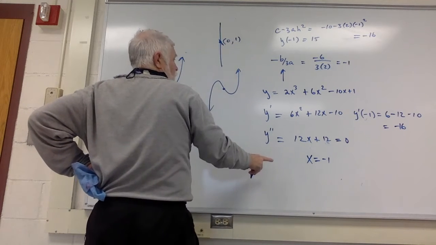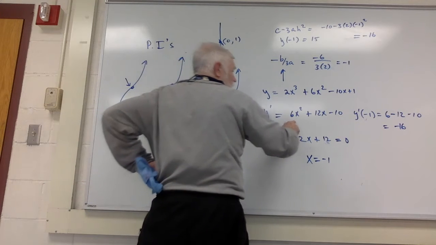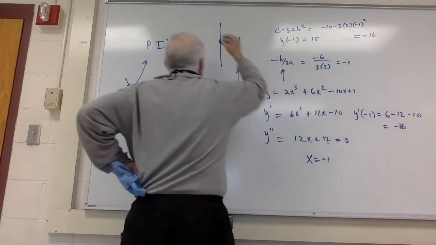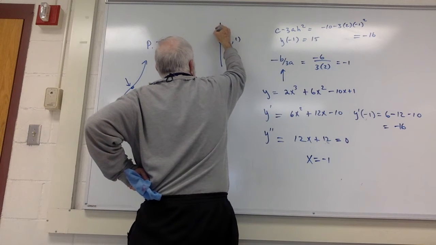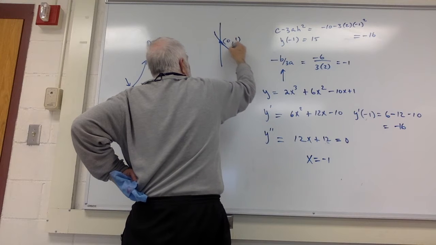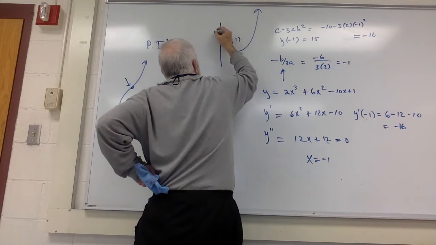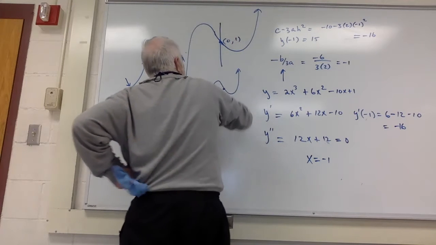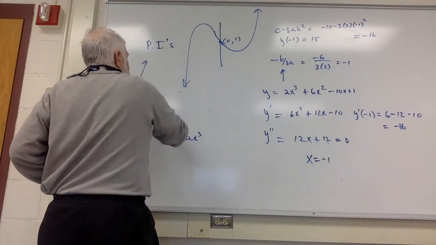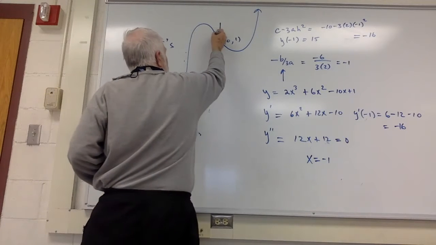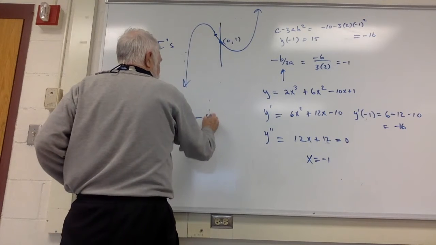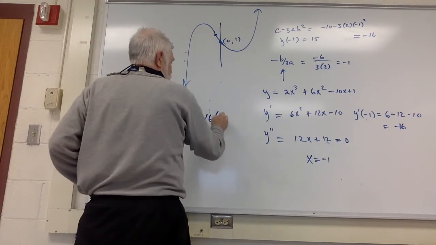And then at -1, I'm going down at what we can find out by plugging it into the first derivative. I did that, -16. So we're going down more steeply here at -1. And so we can begin to see the curvature like so. So there's our cubic, and this is the point of inflection. And the equation of the tangent at the point of inflection is -16x plus 1.